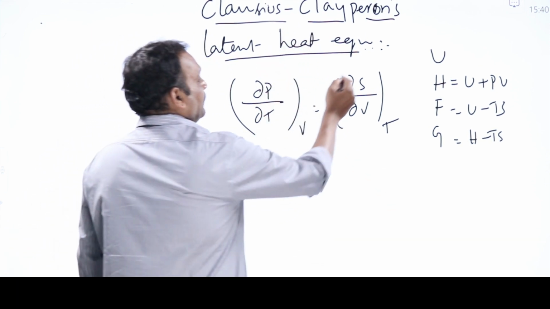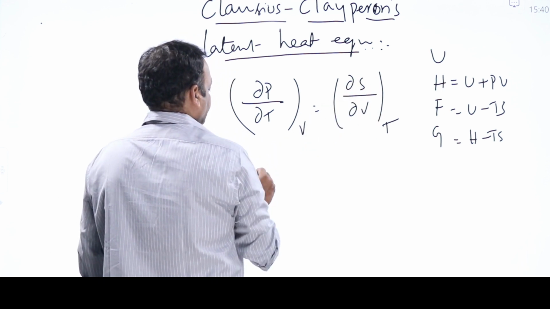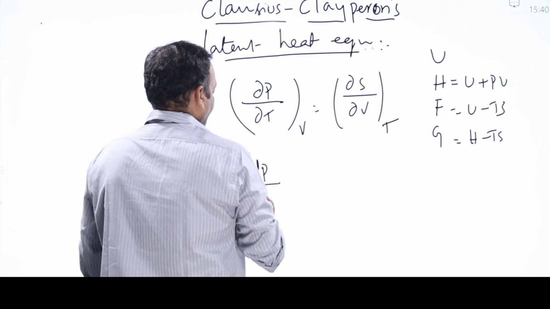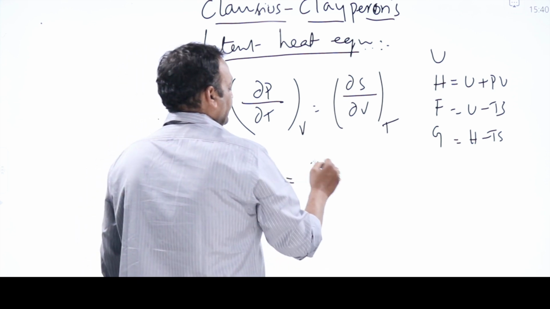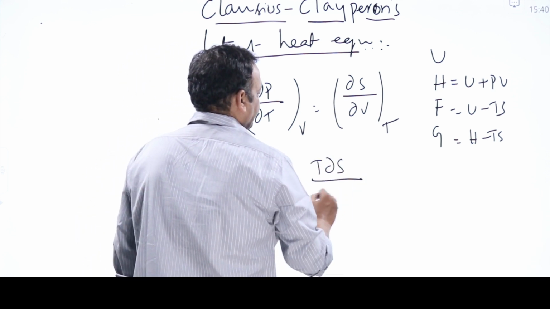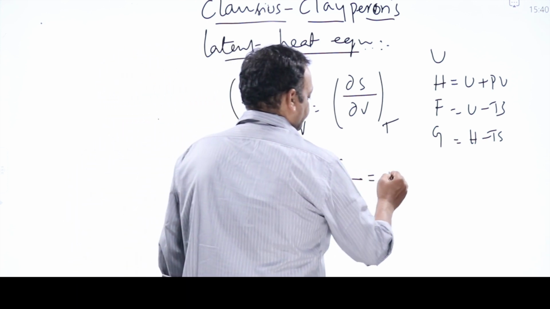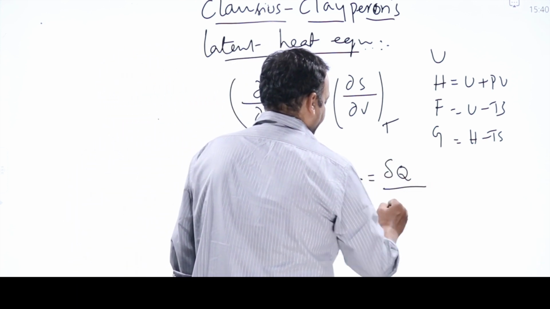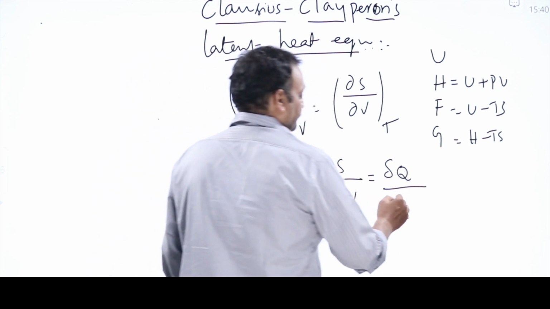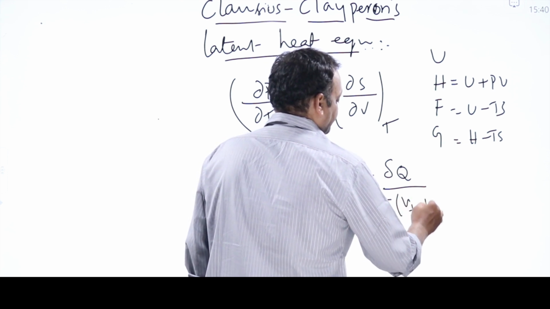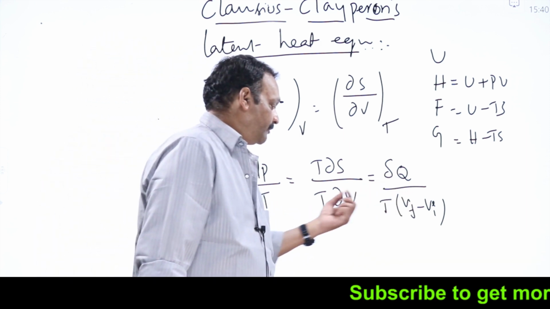I'll multiply and divide with the absolute temperature T, numerator and denominator, such that I'll write dP by dT. I'll take out the constant volume and constant temperature, they are understood. T into dou S by T into dou V, I'll write. T dou S is nothing but delta Q. So delta Q by T into dou V. Dou V means change in volume. Change in volume in phase change, I'll write as Vf minus Vi, final volume minus initial volume.